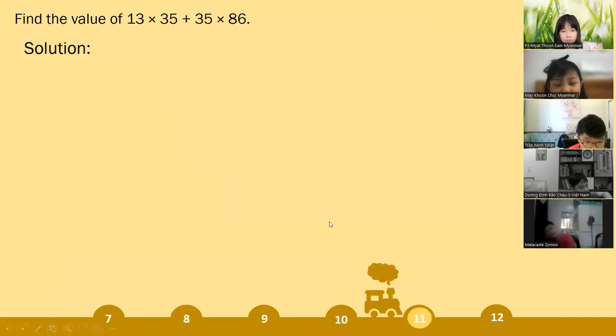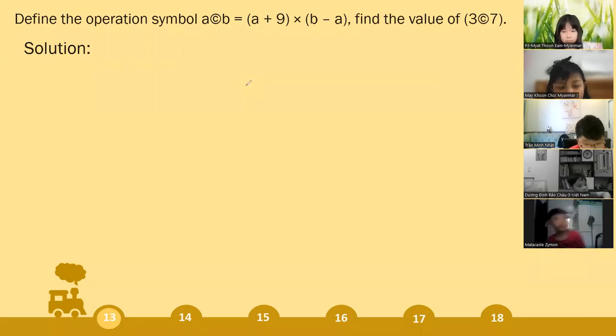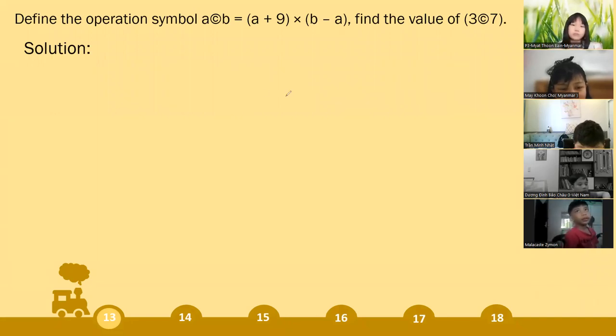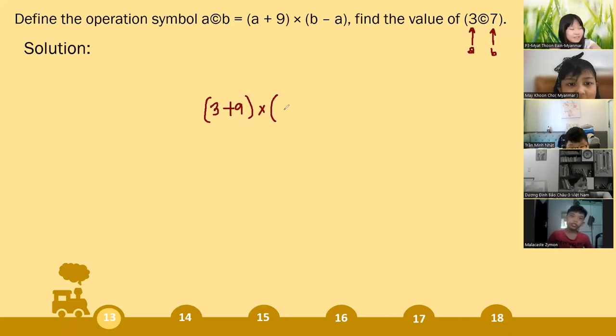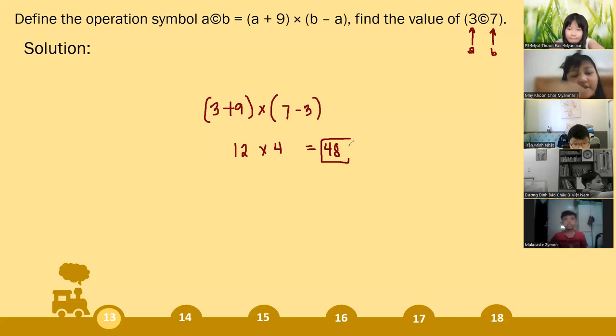Now, let's proceed to our number theory part. Define the operation symbol A operation B is A plus 9 times B minus A. Find the value of 3 operation 7. So technically, what you need to do here is just substitute the values of A and B. This is your A. This is your B. So A plus 9, so that would be 3 plus 9, parenthesis, times 7 minus 3. That's 12 times 4, which is 48. Okay? Yes. All right, next.